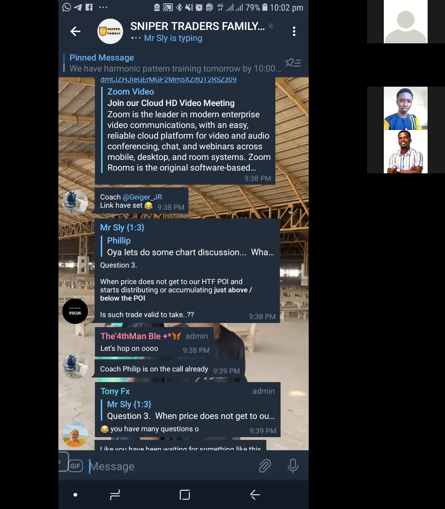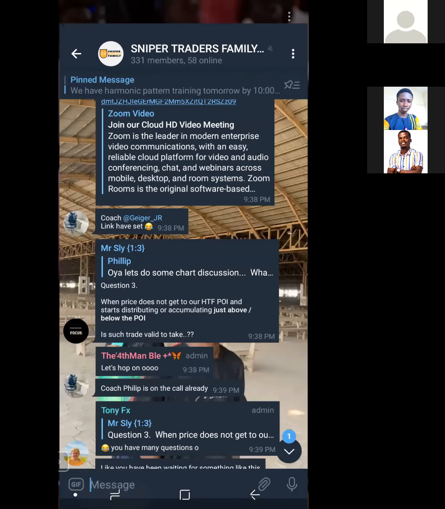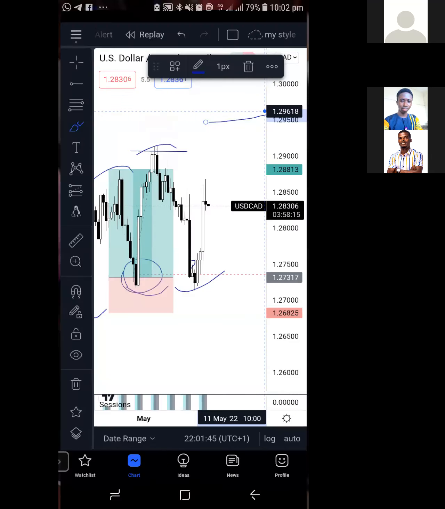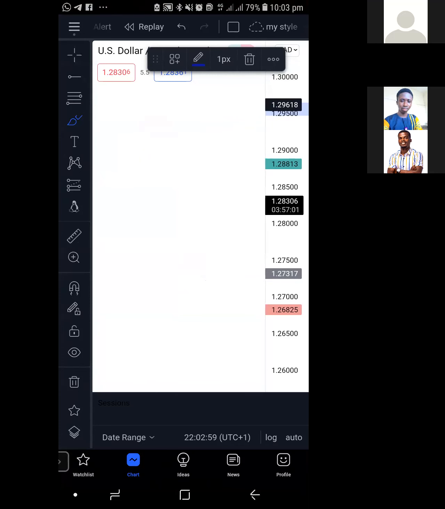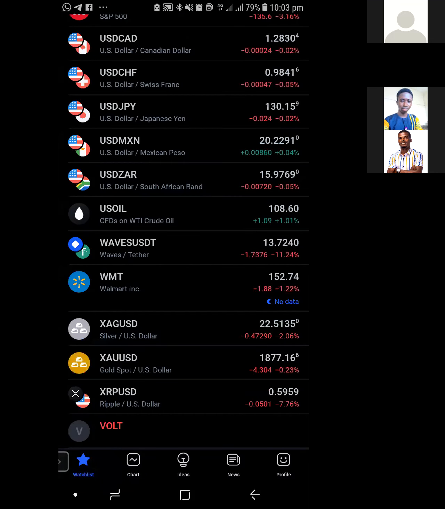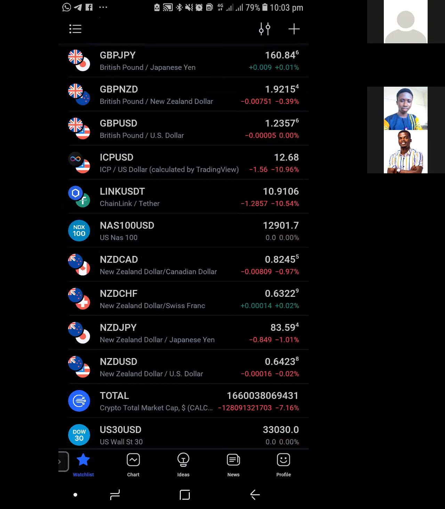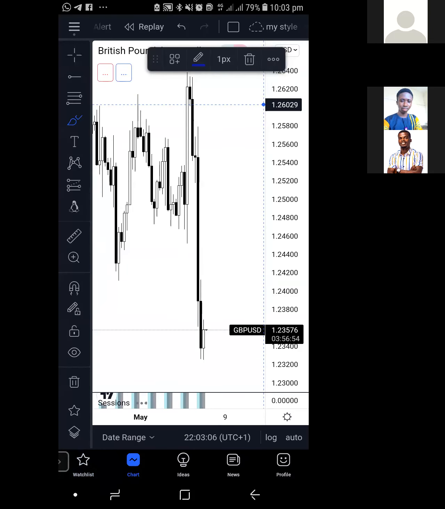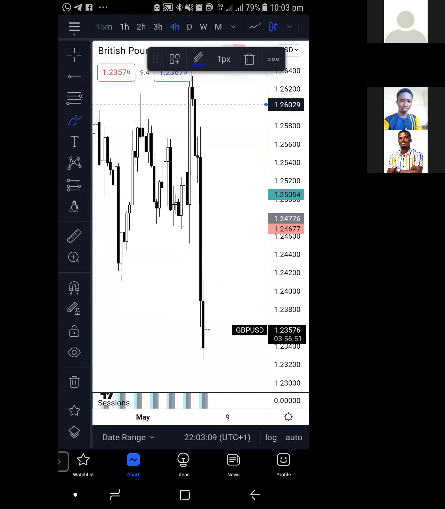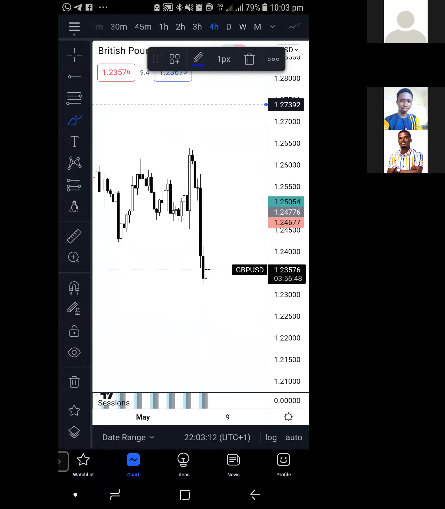When price does not get to our higher time frame point of interest and starts distributing or accumulating just above or below the POI, is such a trade valid? Okay, let me see. Let me answer this question with, let's say, GU. Now, there are various points of interest. How do I explain it now? There are a lot of points of interest.